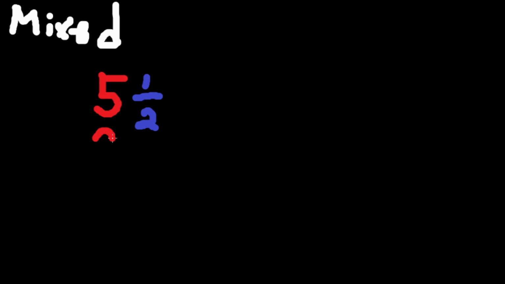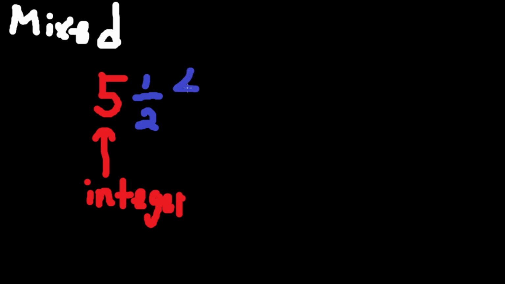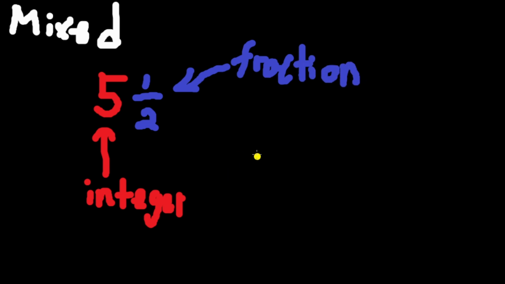Mixed fractions have an integer right beside them. You see, this is the integer, and there is a fraction right beside it, like for example, 5 and 1/2. The integer is still part of the number, and the fraction is also part of the number itself. These two can also be represented as 5 plus 1/2.